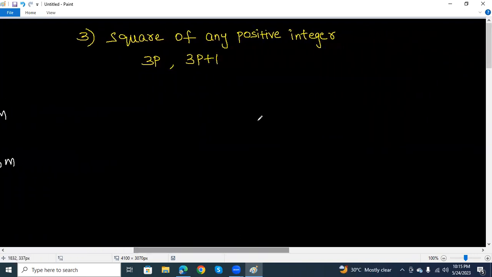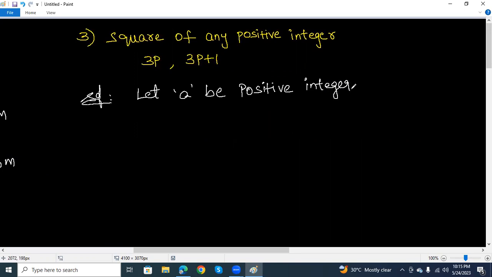Let's see how to do this. Same, in this case also we need to take a to be any positive integer, and b is equal to 3 here.